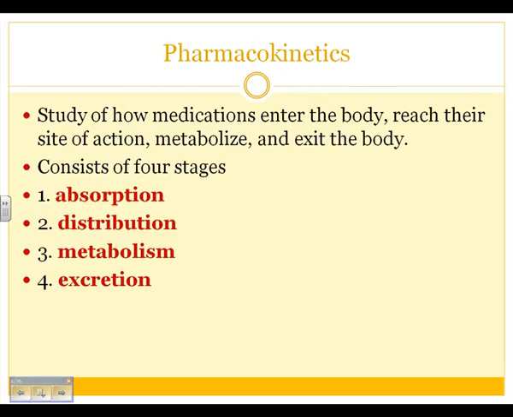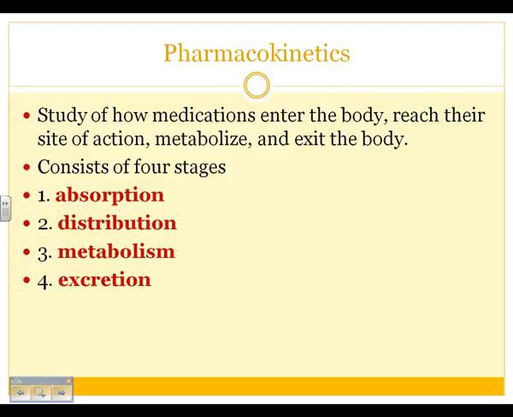Okay. The next thing that we're going to talk about is pharmacokinetics. And basically this is a study of how medications enter the body, reach their site of action, metabolize, and exit the body. So basically this is what the body does to a drug. So once you take it, this is what happens. And it's divided into 4 stages. Okay? So pharmacokinetics, what the body does to the drug.